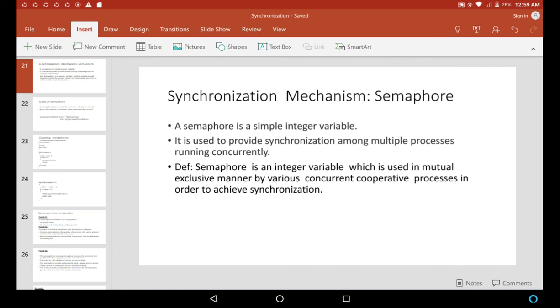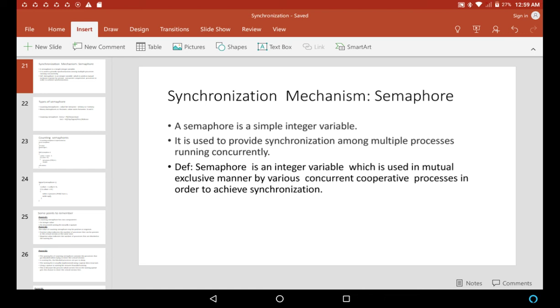Welcome back, everyone. We have discussed process synchronization, which provides synchronization among the processes, and synchronization mechanisms, which allow the processes to access the critical section in a synchronized manner. This is for avoiding inconsistent results, basically for avoiding the race condition. Now, the next synchronization mechanism is a semaphore.